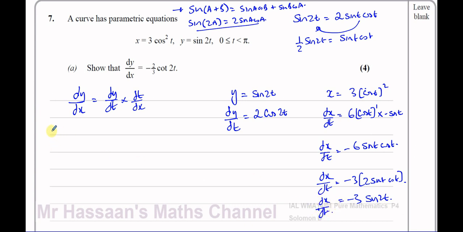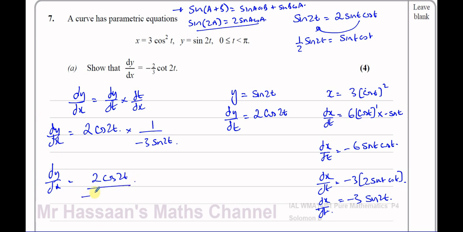Now, we can find dy/dx because we know dy/dt, which is 2 times the cosine of 2t. And we know that dt/dx is the reciprocal of this, that's times 1 over negative 3 sine of 2t. All right, so when you put that together, you have 2 cosine of 2t over negative 3 sine of 2t.